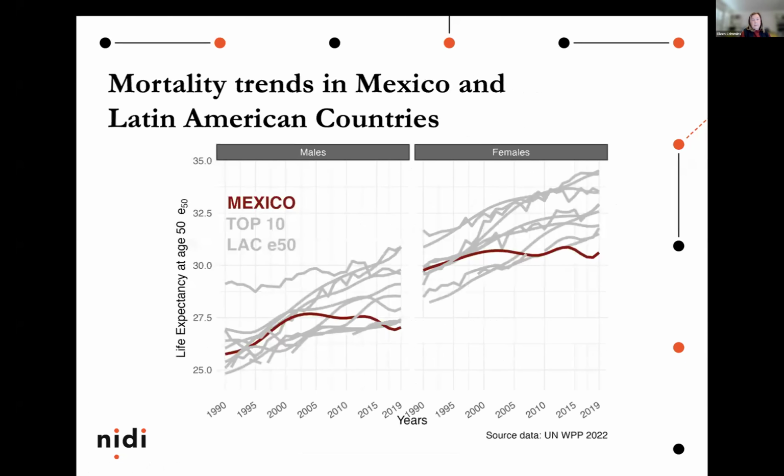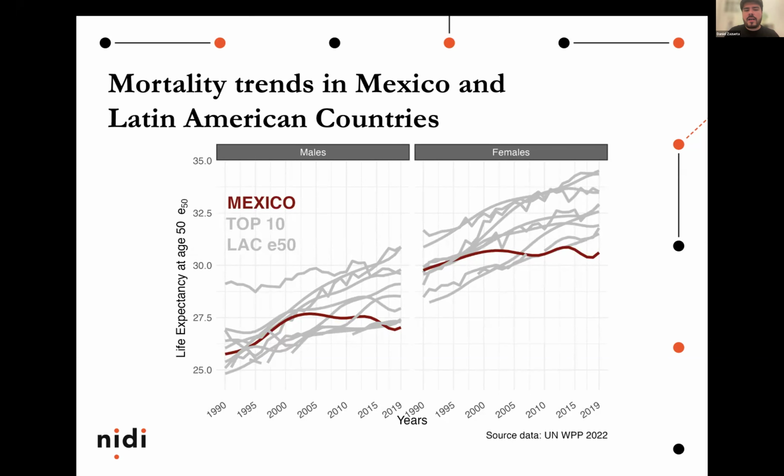That's because, for example, this graph shows how life expectancy at age 50 has been evolving in Mexico, in comparison with other Latin American countries, in fact, with the 10 highest life expectancies in each year. What we observe is that for both males and females in Mexico, during the 90s, there was an increase in life expectancy, but since then we observe some sort of stagnation and even a decrease in Mexico, while for the other Latin American countries, life expectancy has continued increasing.